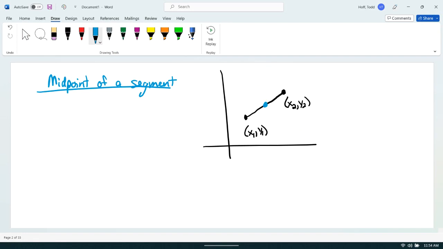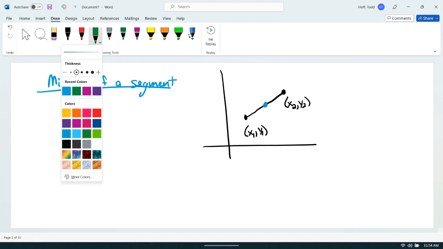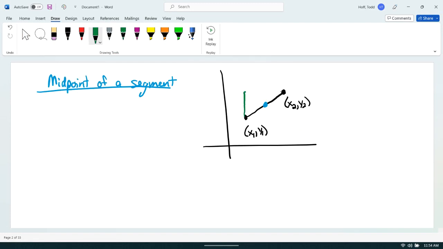Well, on a Cartesian graph or rectangular graph, that point, if I were to draw in my slope triangle here, my rise and my run, it's halfway up the rise and it's halfway over the run. So to get halfway up the rise, this is at y1, this is at y2. To get the value that's halfway in between there, we take an average. So that would be y1 plus y2 divided by 2.